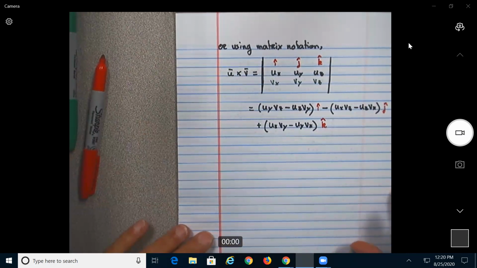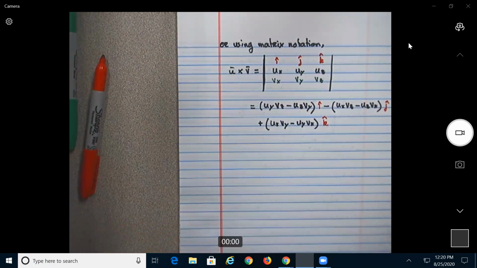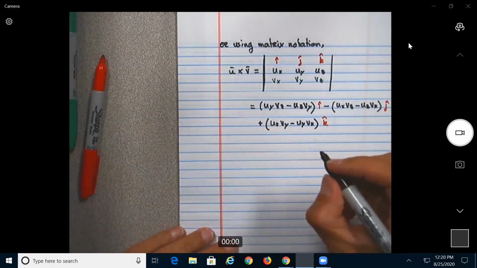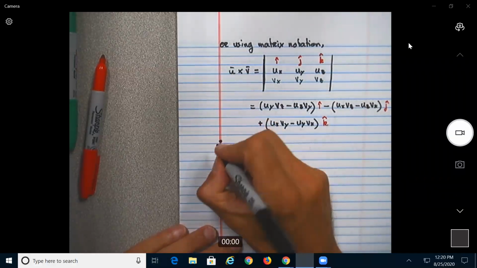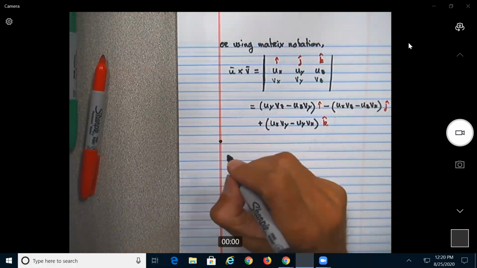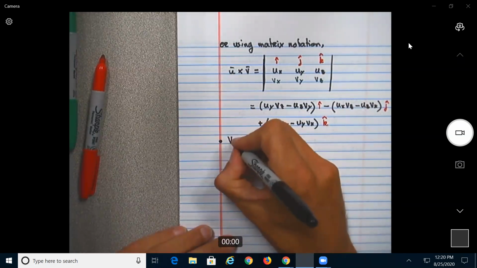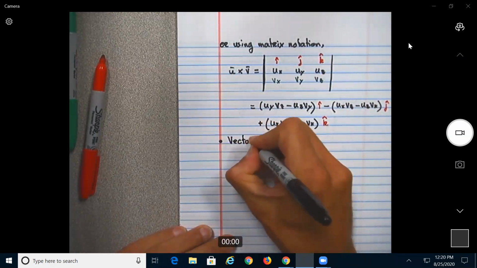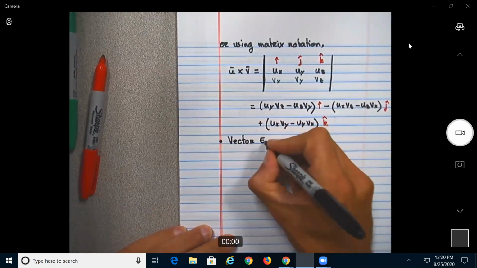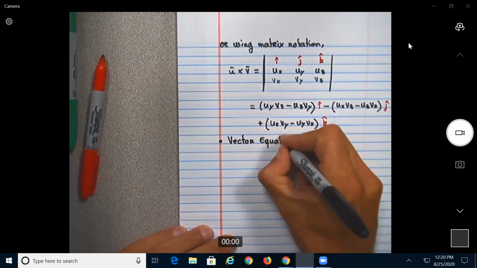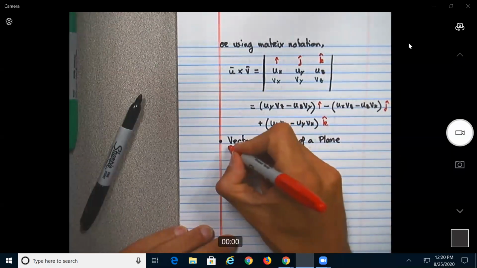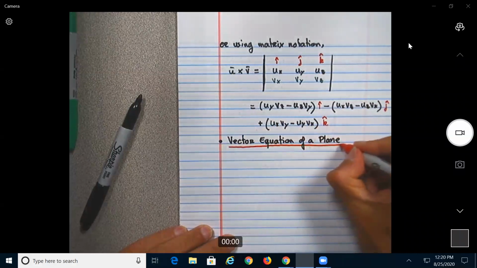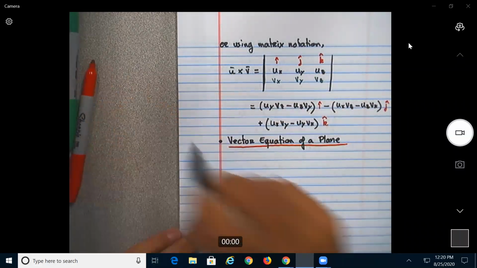All right, so far, everything pretty simple, no? All right, now let's go, and that will be the last thing. So let's find over here the vector equation of a plane. So we know the basic mathematics, no? So now let's try to apply it.